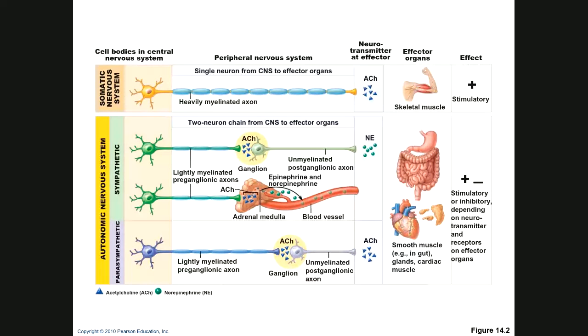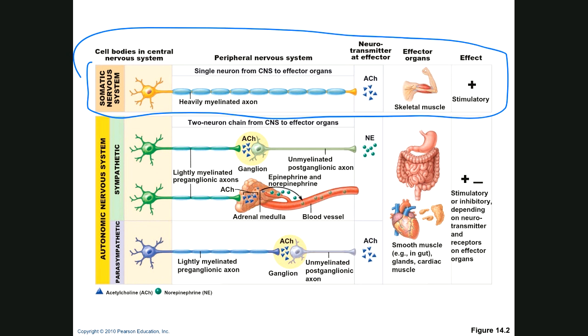This PowerPoint right here is very, very important. It's repeated over and over again throughout the whole chapter. And it is important because it has a lot of information. This up here is the somatic nervous system, which is just here for comparison purposes. We're not going to dwell on that one. This is the autonomic nervous system right here. I want you to ignore this middle part for now, and just concentrate on the top and the bottom. This top neuron is the sympathetic nervous system.